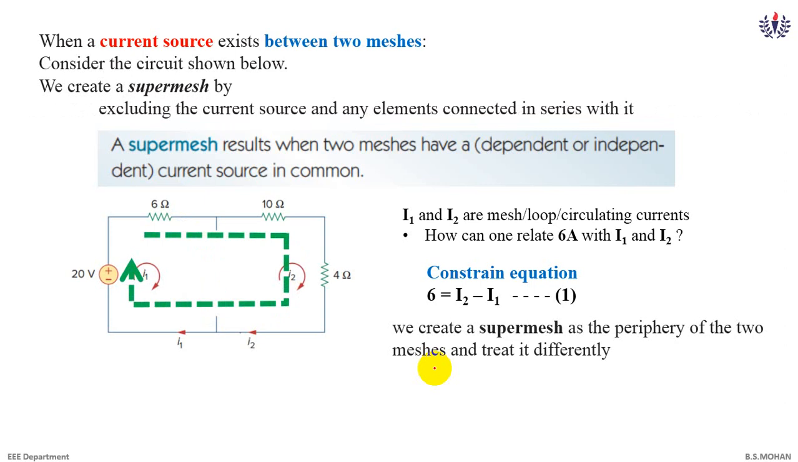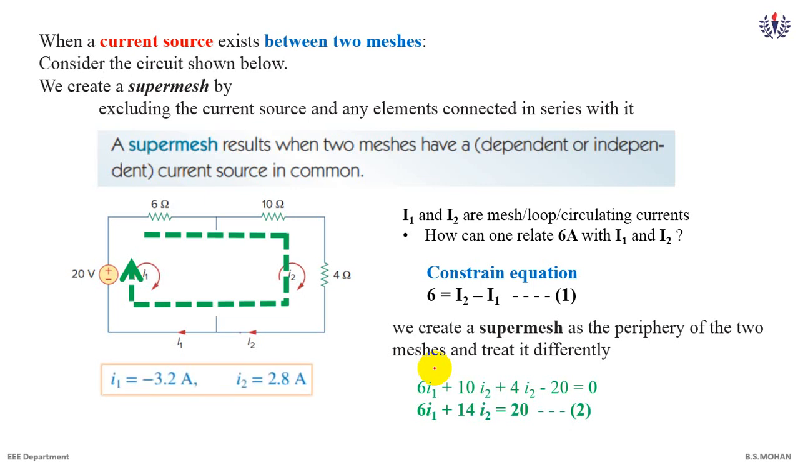Earlier we used to write mesh 1 separately, mesh 2 separately, and thereafter solve. But for supermesh, since both mesh 1 and mesh 2 appear in the supermesh, we have to holistically write the mesh equation for mesh 1 and mesh 2 simultaneously. That is 6I1 plus 10I2 plus 4I2 minus 20 is equal to 0, right? As we rearrange the equations and substitute in the calculator, you get I1 as minus 3.2 amperes and I2 as 2.8 amperes. So this is how we have to apply supermesh.